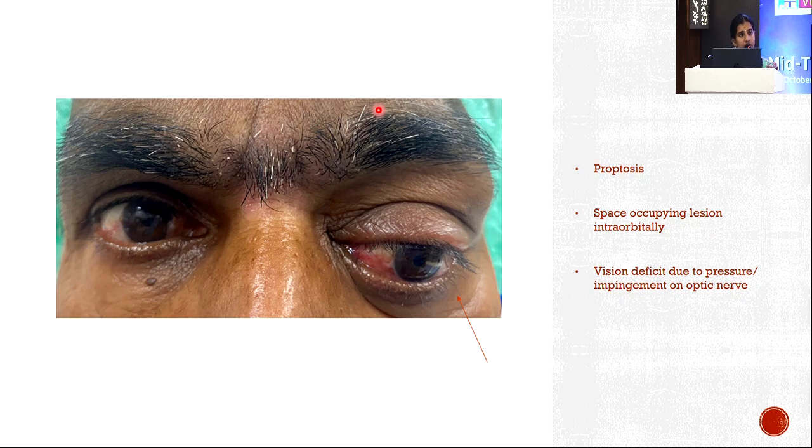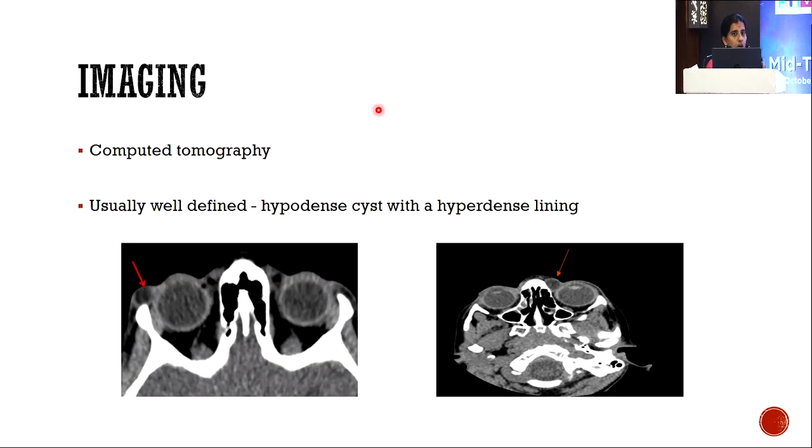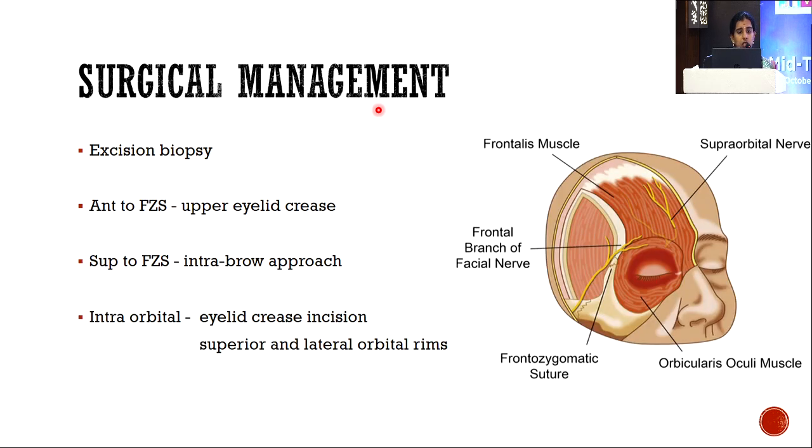proptosis. Sometimes, we had a patient whose vision was almost 6/60, because the tumor was impinging on the optic nerve. His color vision was also deficient at the time of presentation. The most commonly used imaging is computerized tomography, where we can usually see a well-defined hypodense cyst with a hyperdense lining. Coming to surgical management, excision biopsy is the treatment of choice.